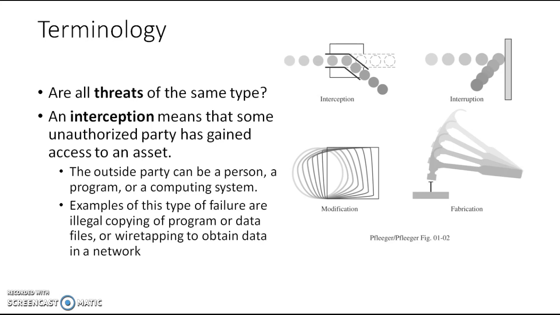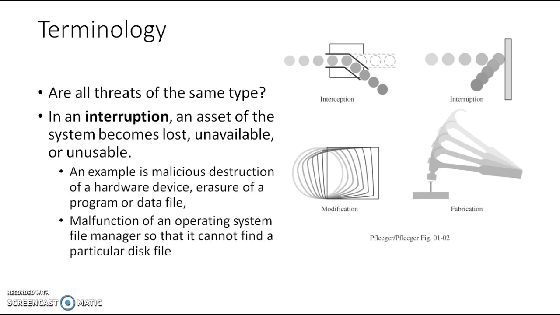There are examples such as illegal copying of program or data files, or wiretapping to obtain data in a network. The second thing is interruption. Interruption means, for example, an asset of a system becomes lost, unavailable or unusable. So you interrupt some process or some data so that people cannot use it. An example is malicious destruction of a hardware device, or erasure of a program or data file. So there is a difference between interception and interruption. Another example is malfunction of the operating system file manager, so that it cannot find a particular disk file.